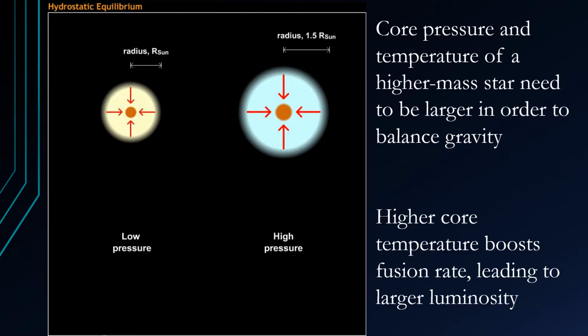Remember, we had our diagrams last week where we had the pressure of the core, fusion, pushing outward, and it had to be enough to keep gravity from collapsing in on it. So the higher core temperatures are going to boost fusion rates, which is going to lead to larger luminosity. So the bigger the star, the more fusion that's needed for it to keep gravity from crushing it, and so the higher the temperature.